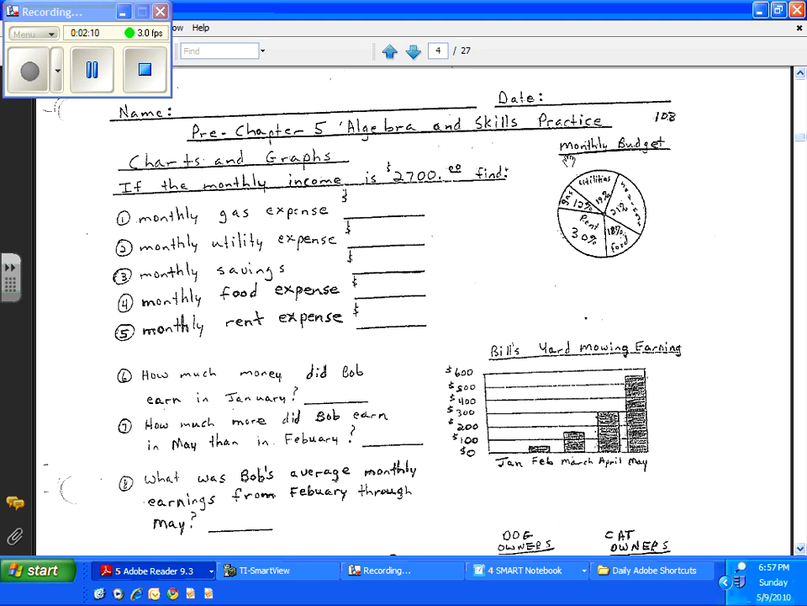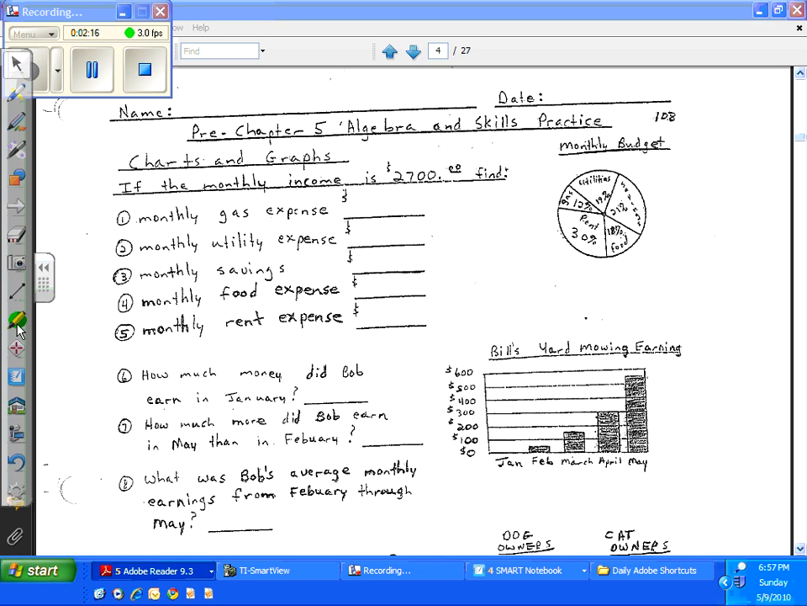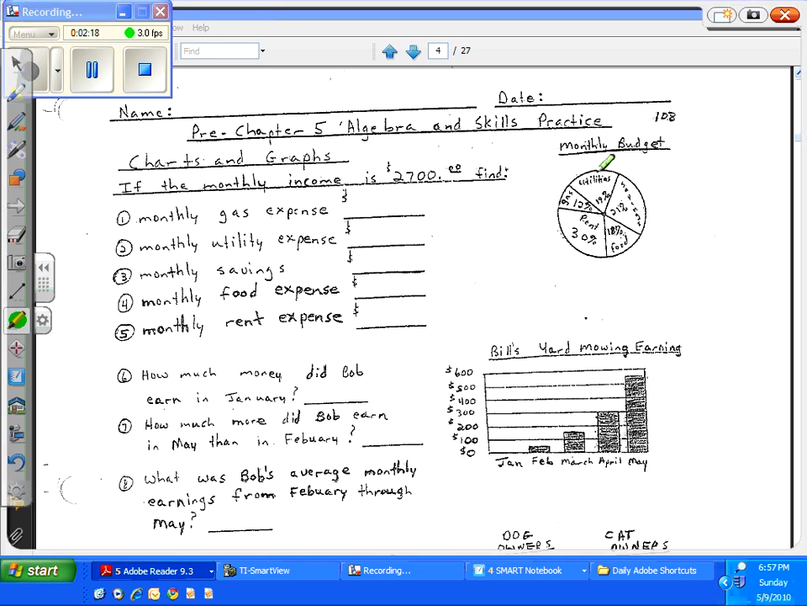Now, it says monthly budget. What we have here is a pie graph. We know that a circle is 360 degrees. If we put the amount of gas expense over the total monthly budget, we would get a fraction. We could take that fraction and change it to a decimal, and take that decimal and change it to a percentage, and take the percentage times 360 and get the angle measure.